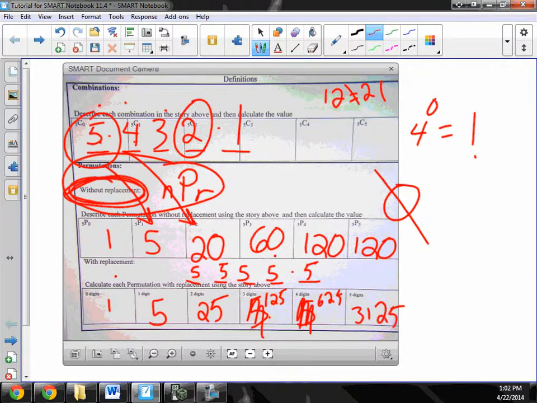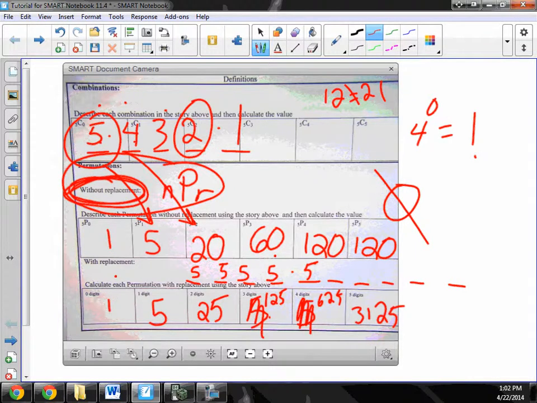Do I have to stop at 5? How big could this number be? Could I keep putting spaces? I could. I only have 5 marbles, but I'm putting it back in every time. Right, this goes to infinity, right?